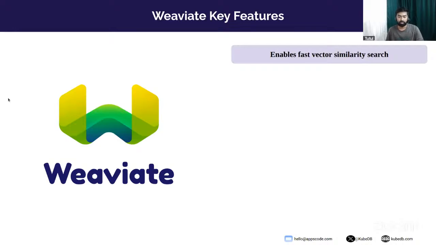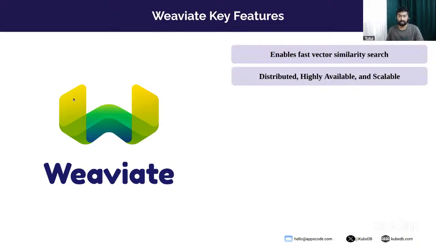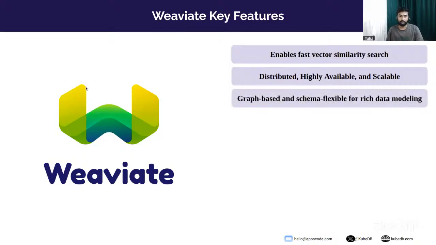Weaviate is built for fast vector search, so it can find data by meaning, not just exact keywords. And it runs in a distributed way, which means it can scale easily and stay available even if some nodes fail. Weaviate uses a graph-based and flexible schema, so you can connect data and change your data model as your needs grow.